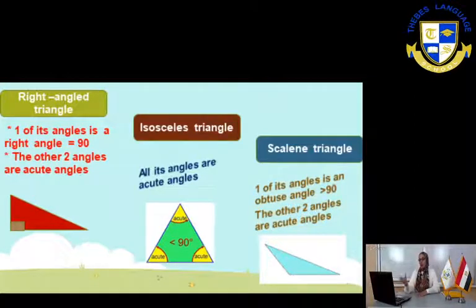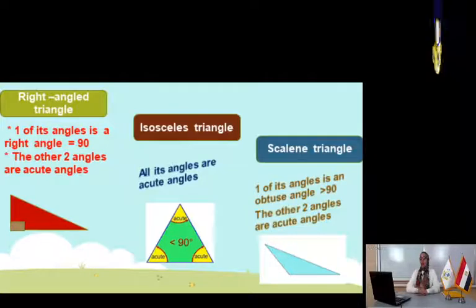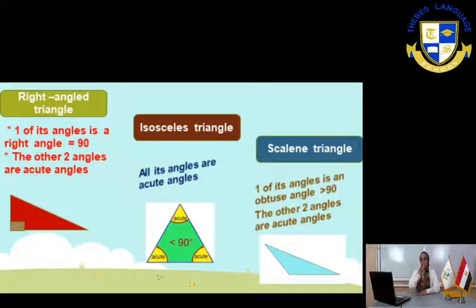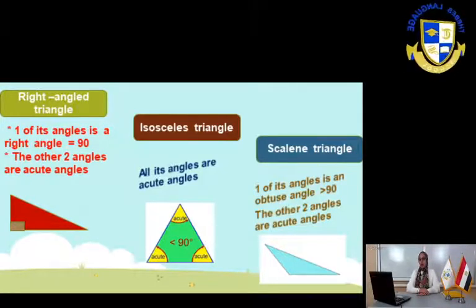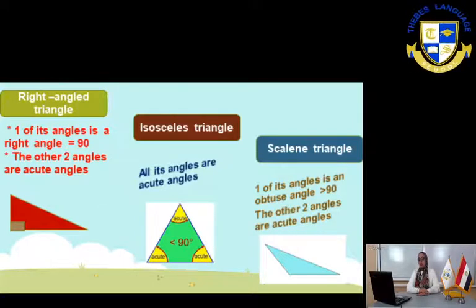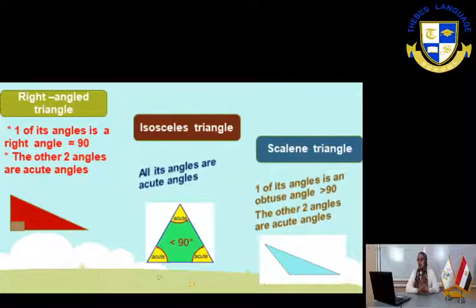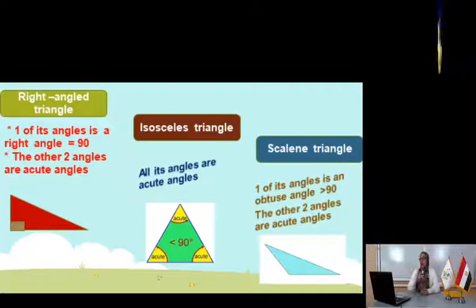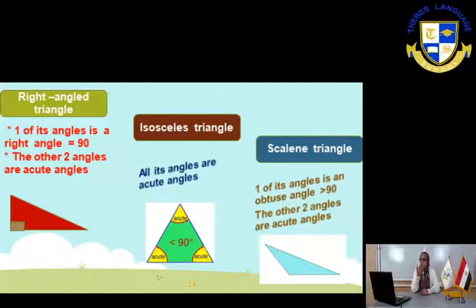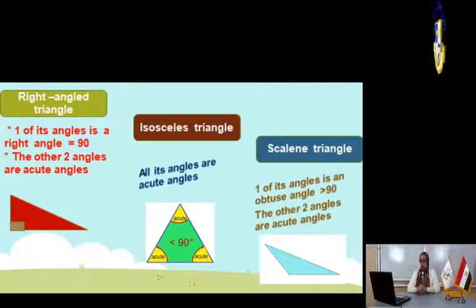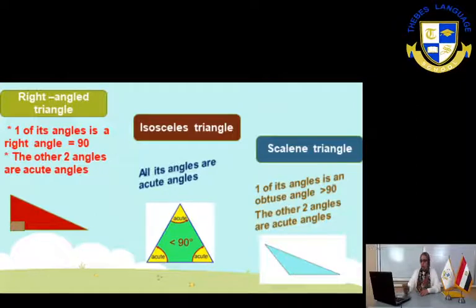And this is, we said before, that the right angle triangle has just one right angle, and the other 2 angles are acute. The isosceles and the acute angle triangle has 3 acute angles, and the last one will be obtuse. It has just one obtuse angle, more than 90, and the other 2 are acute. Next.